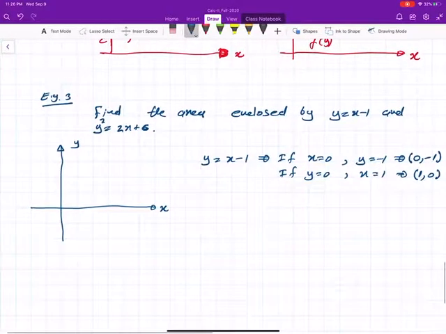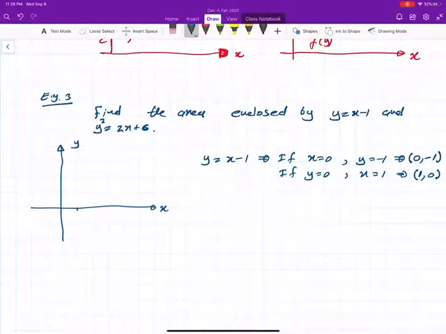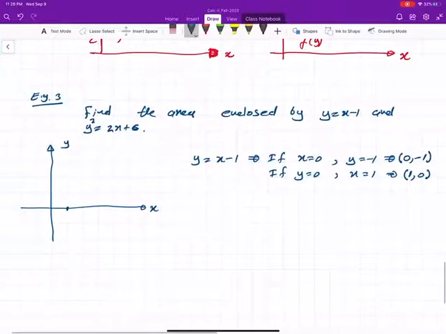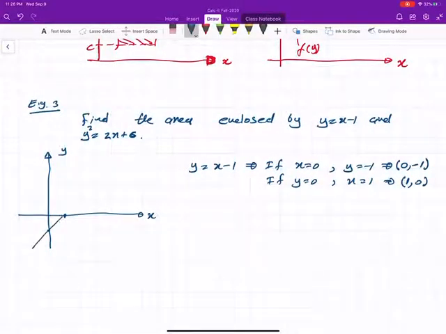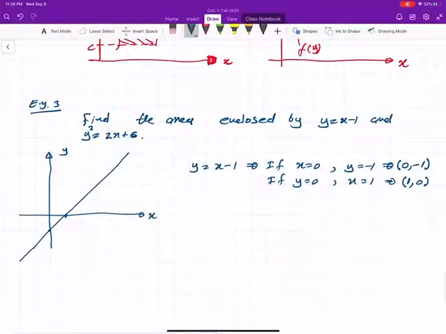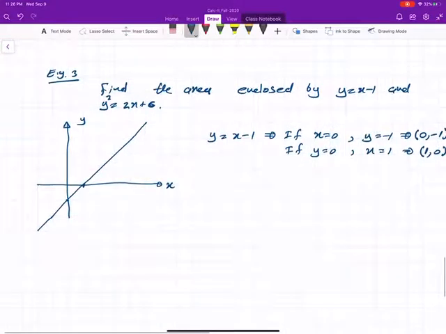Let's say this is 1 comma 0, that's this point, and the other point is 0 comma minus 1, that is this point. That line passes through these 2 points. All right, so this is the line y equals x minus 1.